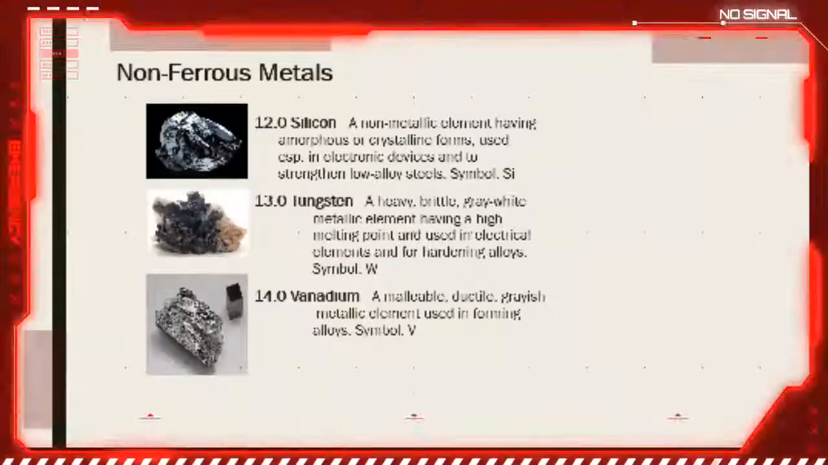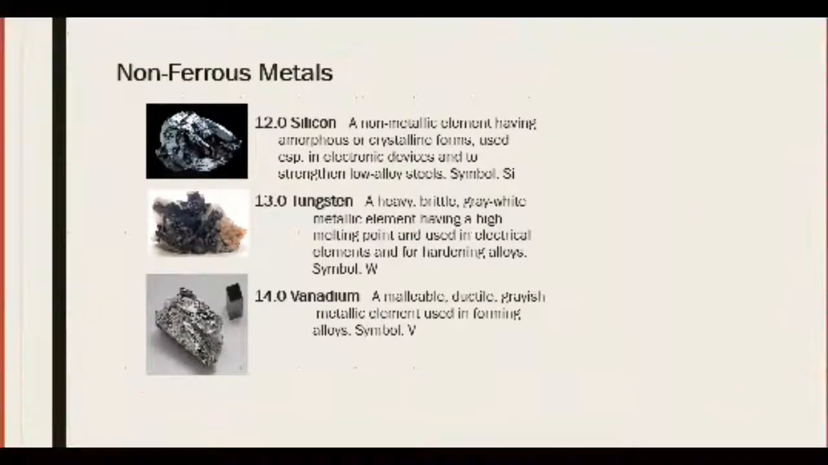Next is silicon, a non-metallic element having amorphous or crystalline forms used especially in electronic devices and to strengthen low alloy steels, the symbol Si. Tungsten, a heavy brittle gray-white metallic element having a high melting point and used in electrical elements and for hardening alloys, the symbol W. Vanadium, a malleable ductile grayish metallic element used in forming alloys, symbol V.